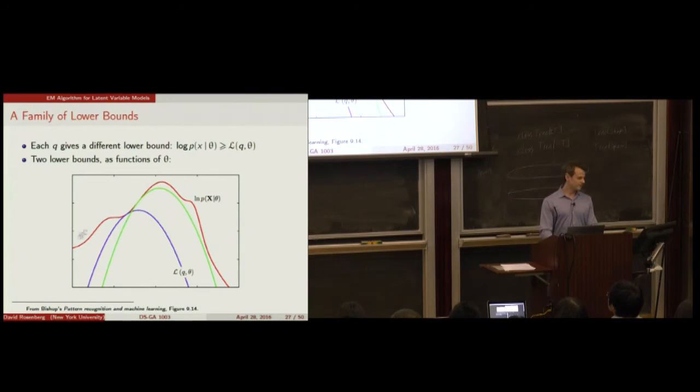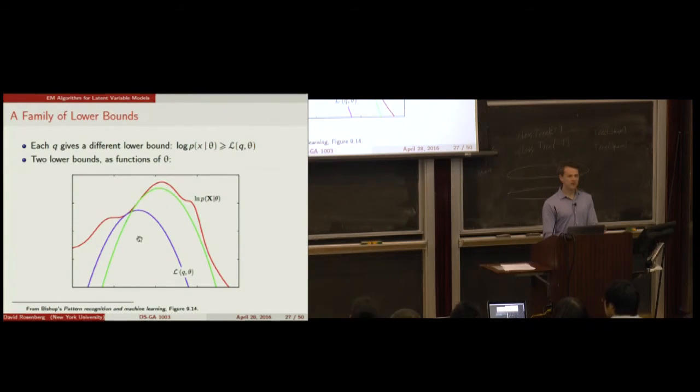Well, red is the marginal likelihood. As I was going to say, this blue or purple line is L_Q(theta) for a fixed Q. So Q is fixed, and now it's a function of theta. This is the plot of our lower bound as a function of theta. And yes, you're right, the green is for a different Q as a function of theta. So these are two different lower bounds for different probability distributions Q.